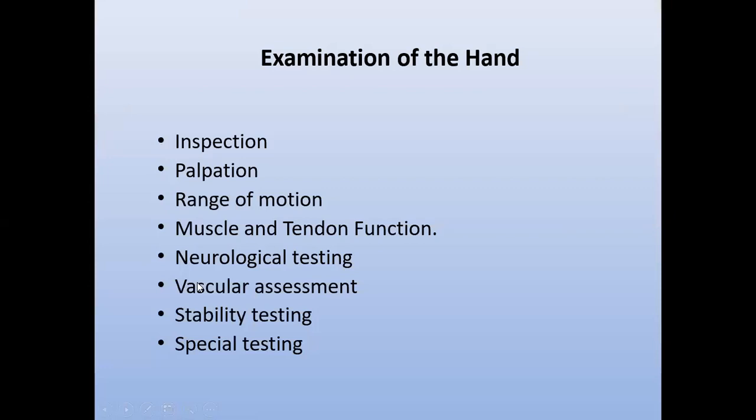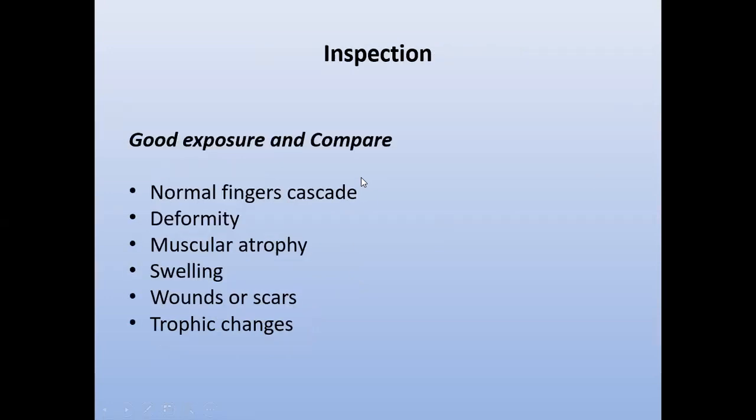In the examination of the hand, you have inspection, palpation, range of motion, the various muscle and tendon function, the neurological testing, the vascular assessment, stability testing, special testing. So these are important aspects in the hand examination. One by one will come. Now inspection, you should always have a good exposure and expose the patient right up till the elbow. Sometimes the patient wears a full sleeve shirt, so always unbutton that sleeve and expose it right till the elbow, and always compare the normal hand.